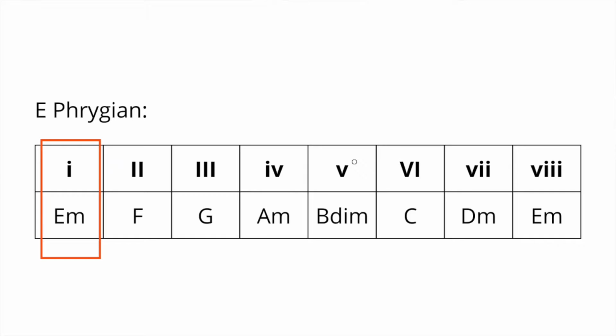In the key of E Phrygian, we have an E minor chord. That's the 1. The 2 chord is F. 3 chord is G major. 4 chord is A minor. 5 is the B diminished. 6 is the C. And then the 7 is the D minor, and then back to E minor. Okay, they're the chords, so of course they are chords in C major too, because it's a mode of C major, it contains the same chords as it did in D Dorian.